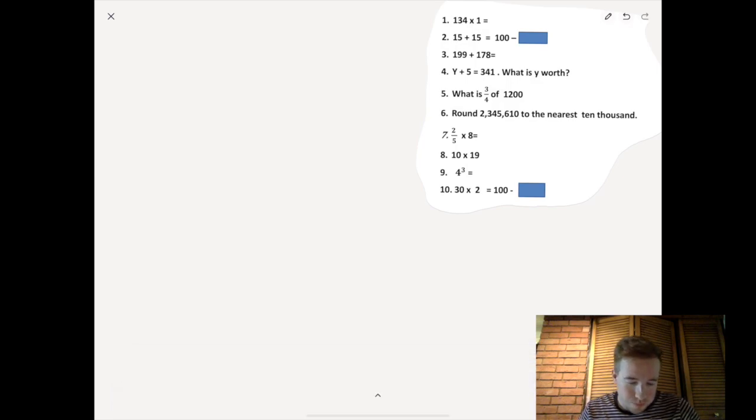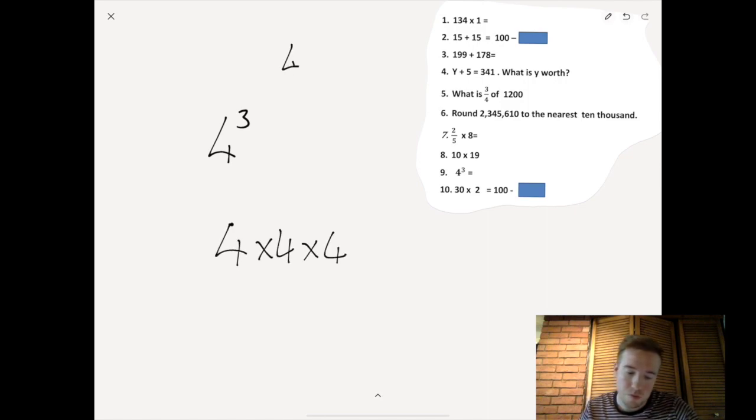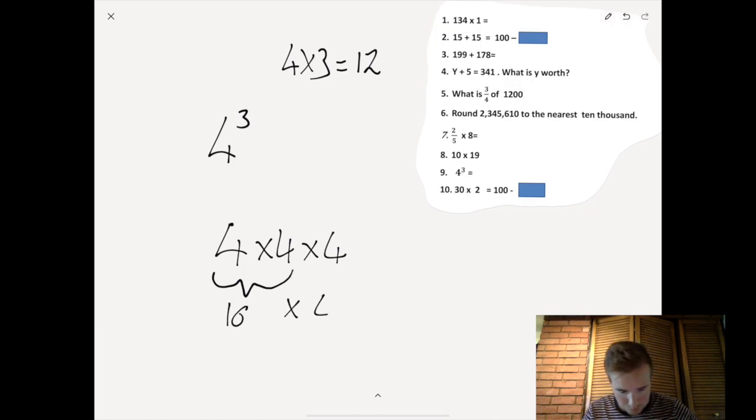4 cubed. Looked at this one yesterday. Well, similarly, you looked at cubed. It means 4 times 4 times 4. It does not mean 4 times 3. 4 times 3 is 12. 4 times 4 is 16. And 16 times 4, well, 10 times 4 is 40. 6 times 4 is 24. So it's 64.